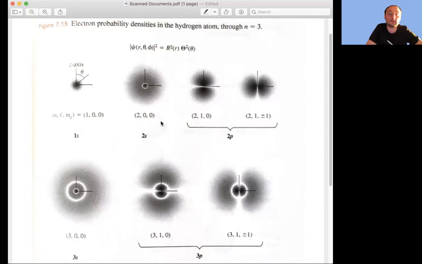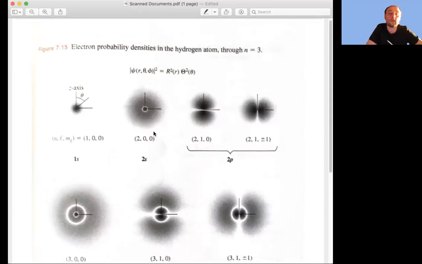Here is the state. Yeah, I forgot to tell you, historically, the state with little l equals 0 is called S. The state with angular momentum quantum number little l equals 1 is called P. So this is a state where the principal quantum number is 2, but angular momentum is 0, so that's 2s.